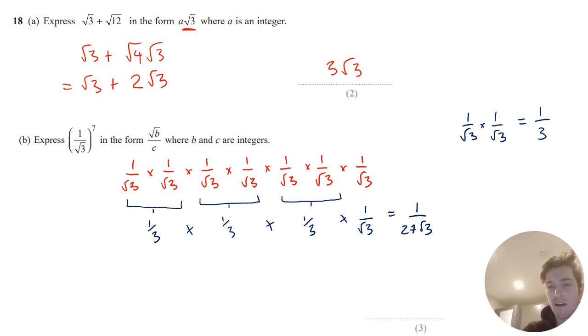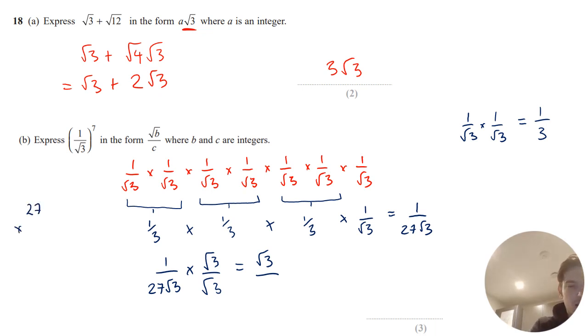Now I think I need to rationalize the denominator here. So 1 over 27 root 3. Because I've got a root 3 in the denominator, I think I need to multiply by root 3 over root 3. So what is this? 1 times root 3 is just root 3. Now, root 3 times root 3 is 3. So all I'm going to do is 27 times by 3, which is 81.